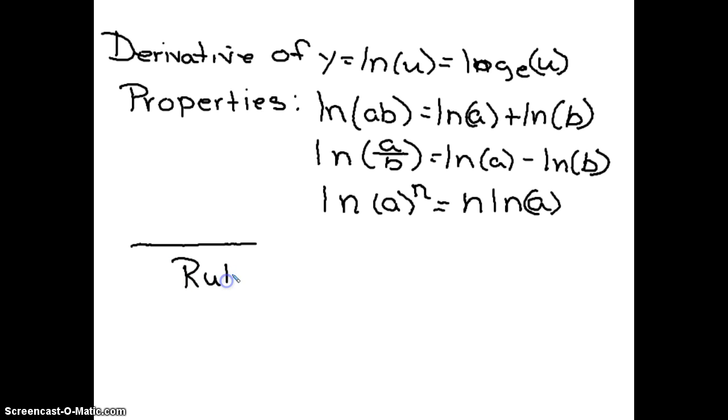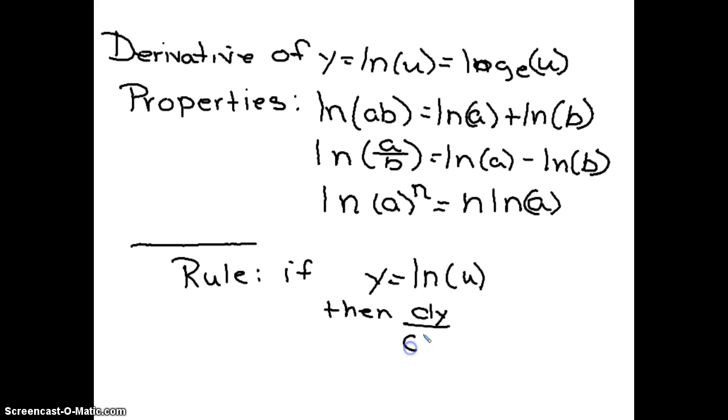So the rule says if y equals the natural log of any quantity, so the natural log of u, then the derivative of that is 1 over that whole quantity times the derivative of that quantity using the chain rule. I'm going to do several examples on the same video, but I want you to pause it right now, and I want you to write the two note cards based off of this first slide. Alright, pausing away.